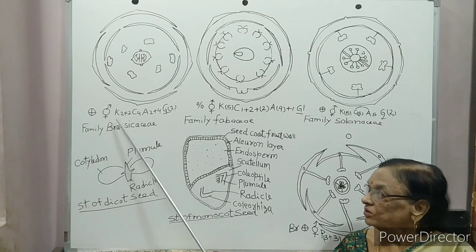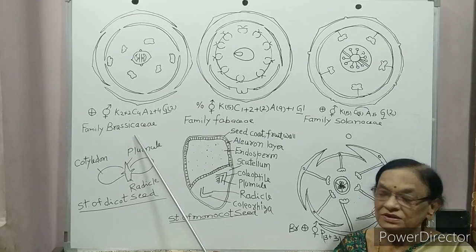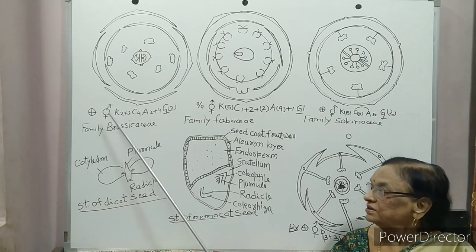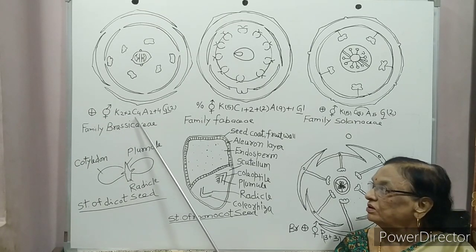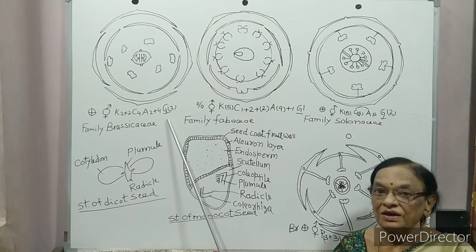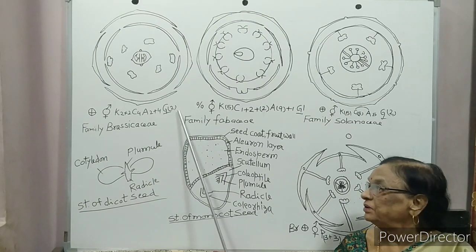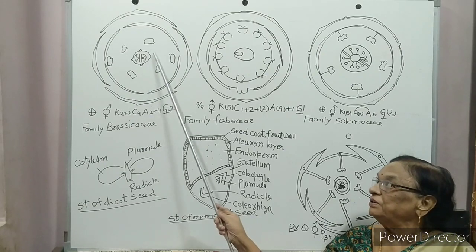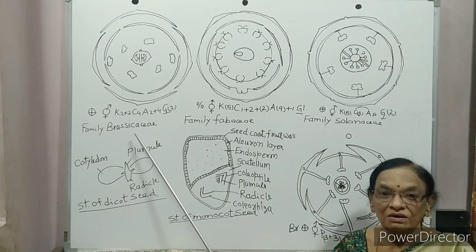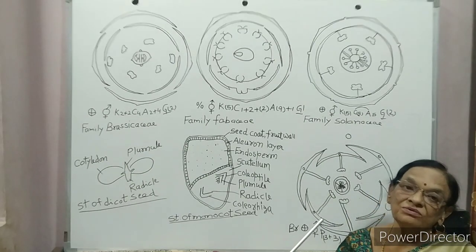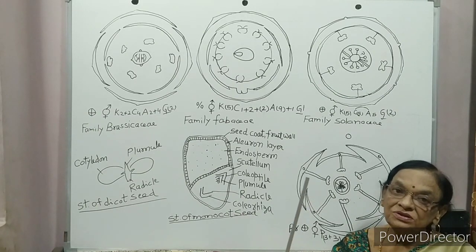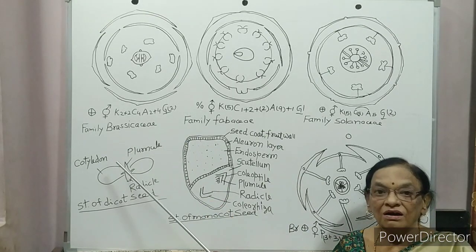So what is the floral formula of family Brassicaceae? Flowers are actinomorphic, bisexual, sepals 2 plus 2, corolla 4, androecium 6, 2 plus 4, gynoecium superior, bicarpellary, 2 carpels, and carpels are fused together. So this is the floral formula of family Brassicaceae. When we see the floral formula, we get an idea about the whole structure of the flower.